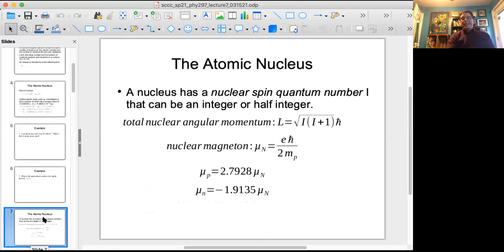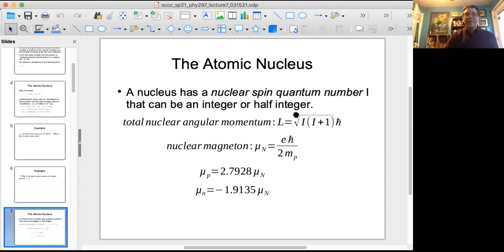And so a nucleus has a nuclear spin quantum number I, or capital I, that can be an integer or a half integer. And so the total nuclear angular momentum is equal to the square root of I times I plus 1 times h bar. So again, you get that relationship between a quantum number and the angular momentum. That keeps popping up a lot.